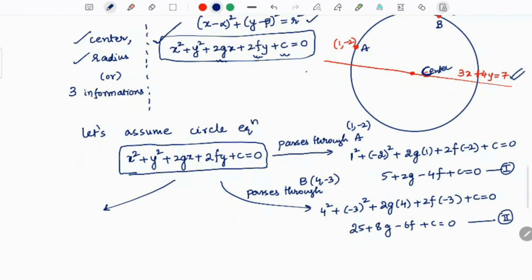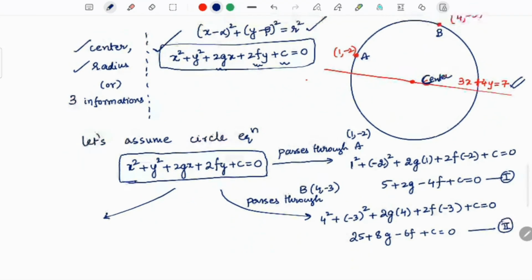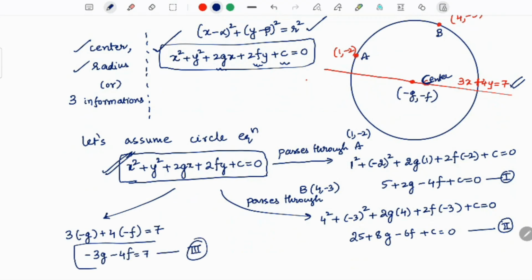What is the third equation? How do you get the third equation? What is the center of the circle? If I assume the circle equation like this, the center would be minus g comma minus f. The center lies on 3x plus 4y is equal to 7. That means the center coordinates will satisfy the line. Like this, we get minus 3g minus 4f is equal to 7. This is my third equation. So I have three equations.